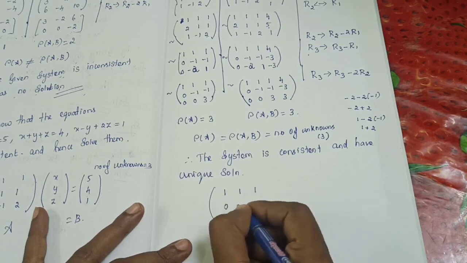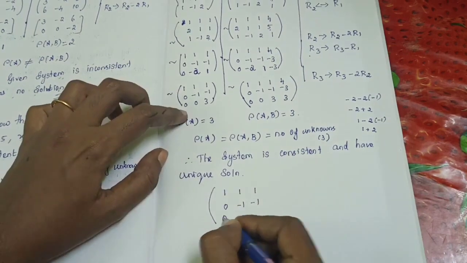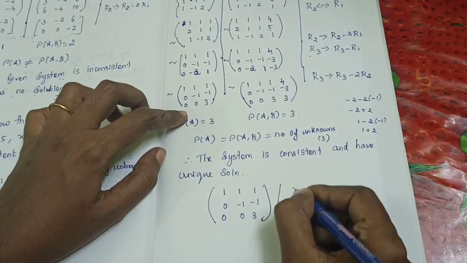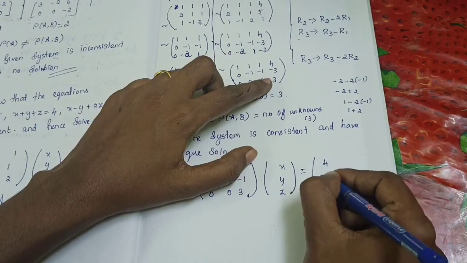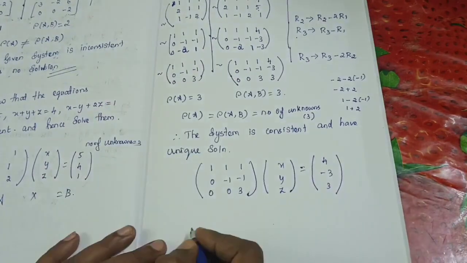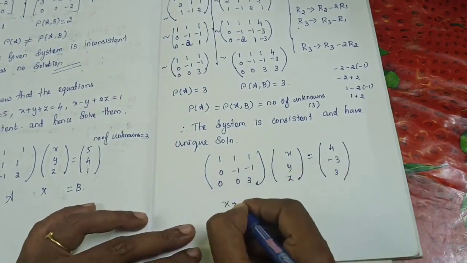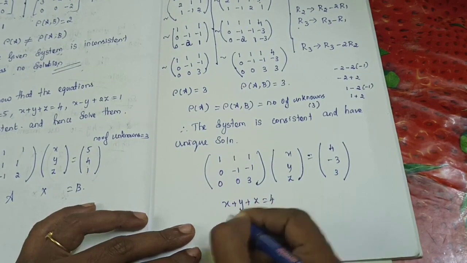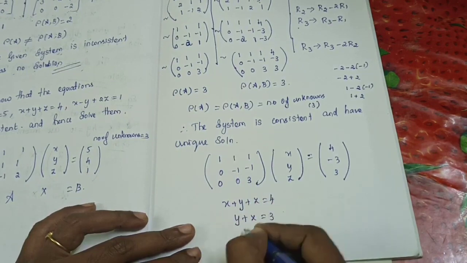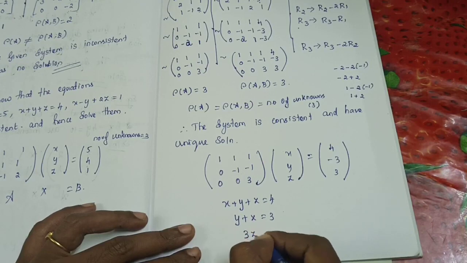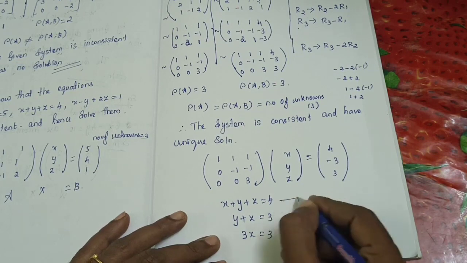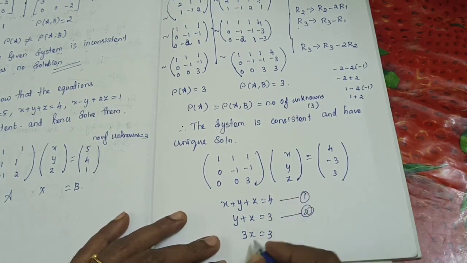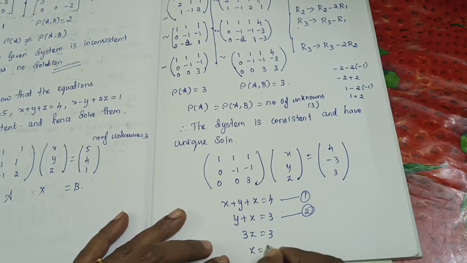That is 1, 1, 1, 0, minus 1, this one only, 0, 0, 3. The next one is x, y, z, that is equal to this last column, that is 4, minus 3, 3. Okay. So how will you write this one? x plus y plus z is equal to 4, y plus z is equal to 3, then 3z is equal to 3. So this everything you have learned last year. From this equation we come to know z is equal to 3 by 3. So z is equal to 1.